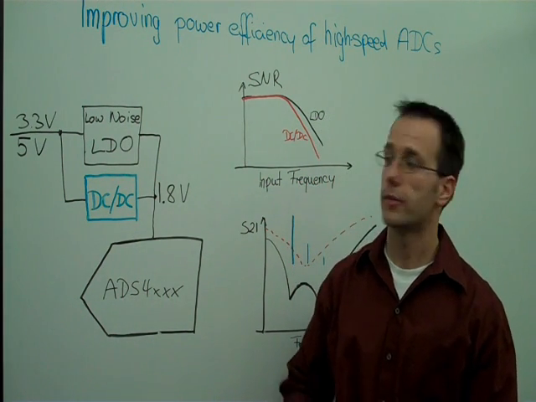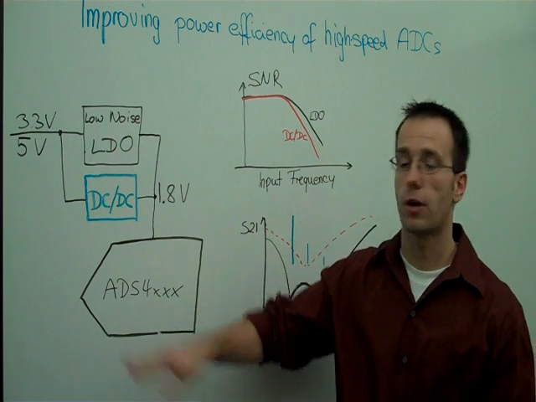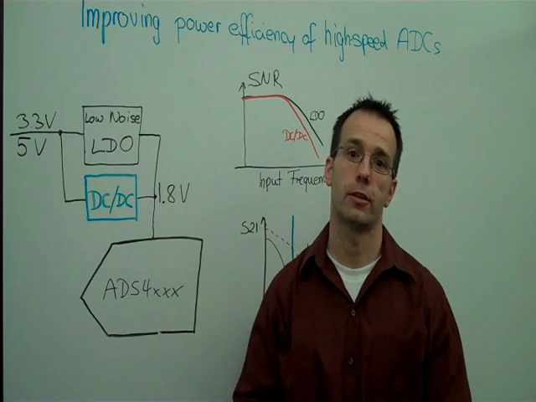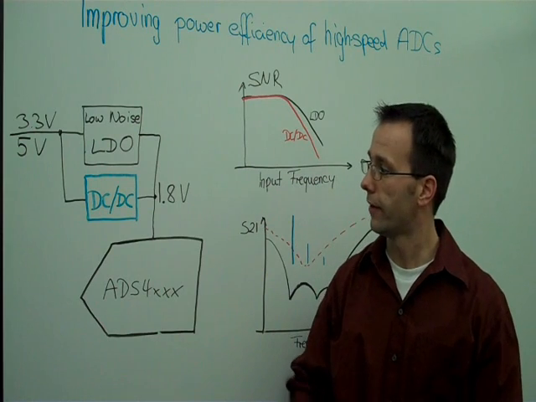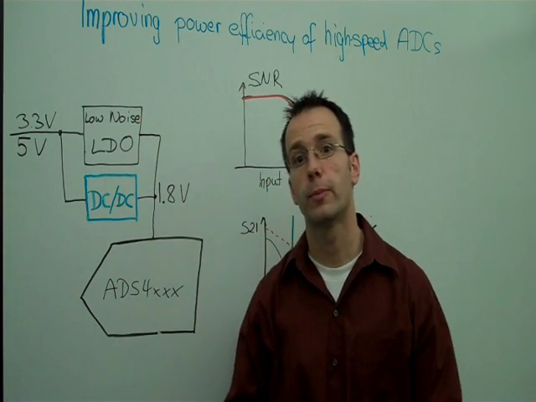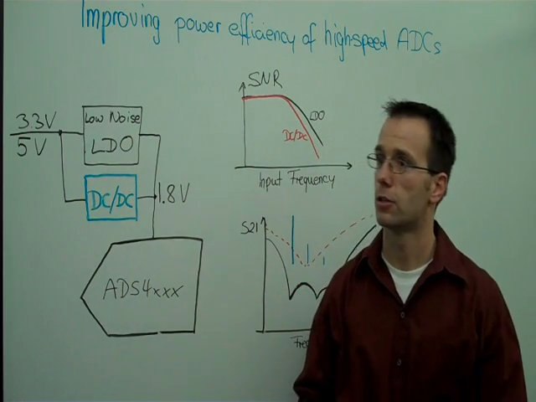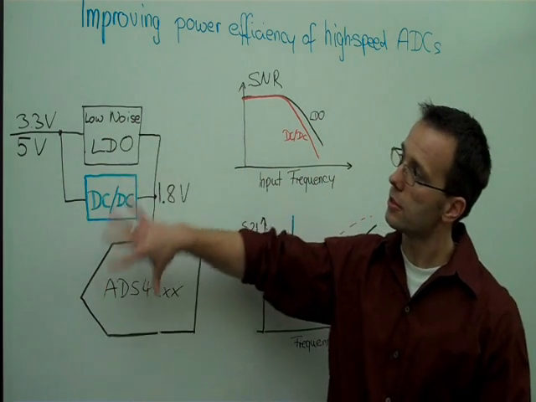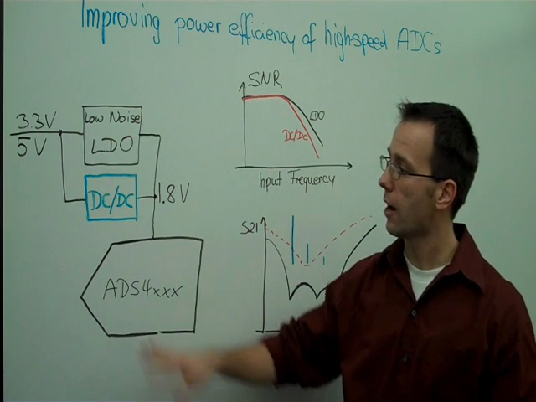So we recently came out with the ADS4000 family, where we dropped the power consumption by about 60% compared to the previous generation. While that itself was a great achievement, customers are still looking for other ways to improve the power efficiency of their product. And so we took a look at the whole system approach of what customers are doing to power our data converters.